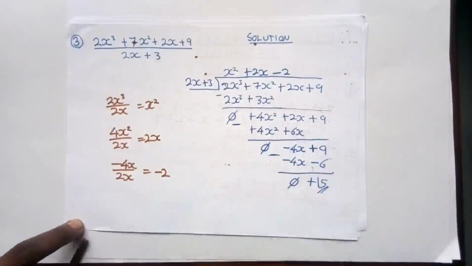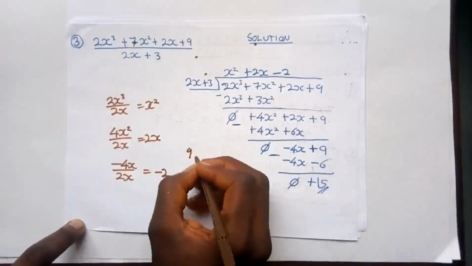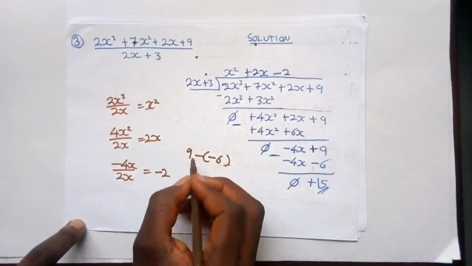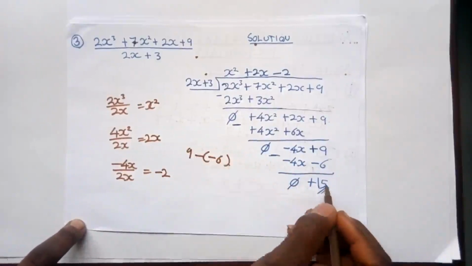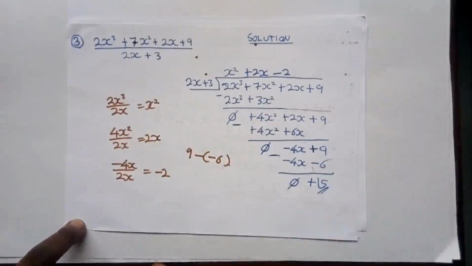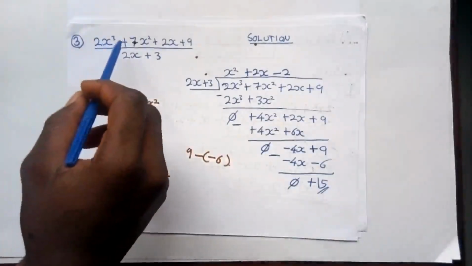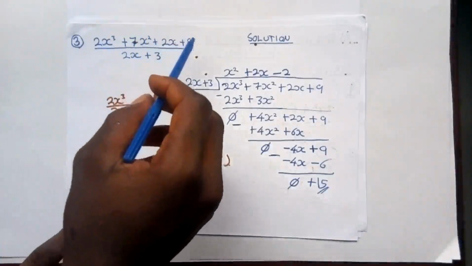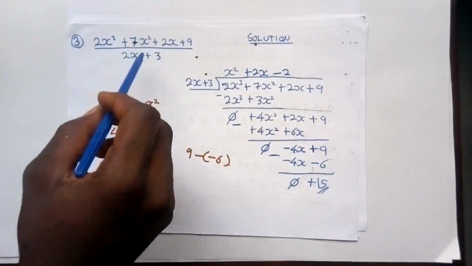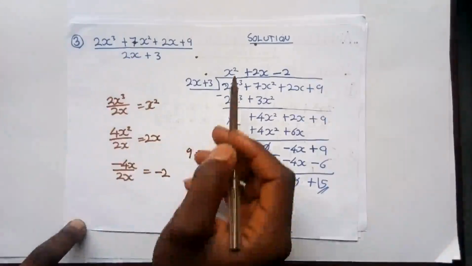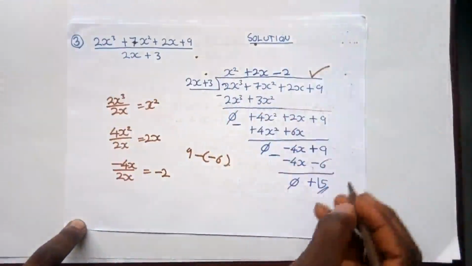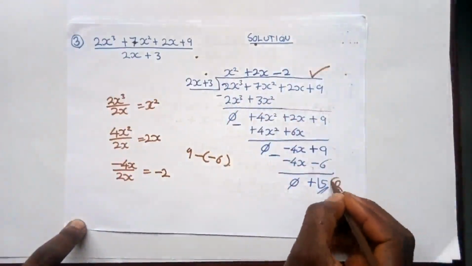Hope you understand this. 9 minus 6. So minus is plus. 9 plus 6 gives us positive 15. So when you divide 2x raised to the power of 3 plus 7x squared plus 2x plus 9 by 2x plus 3, you will have x squared plus 2x minus 3 as your answer, and 15 as your remainder.